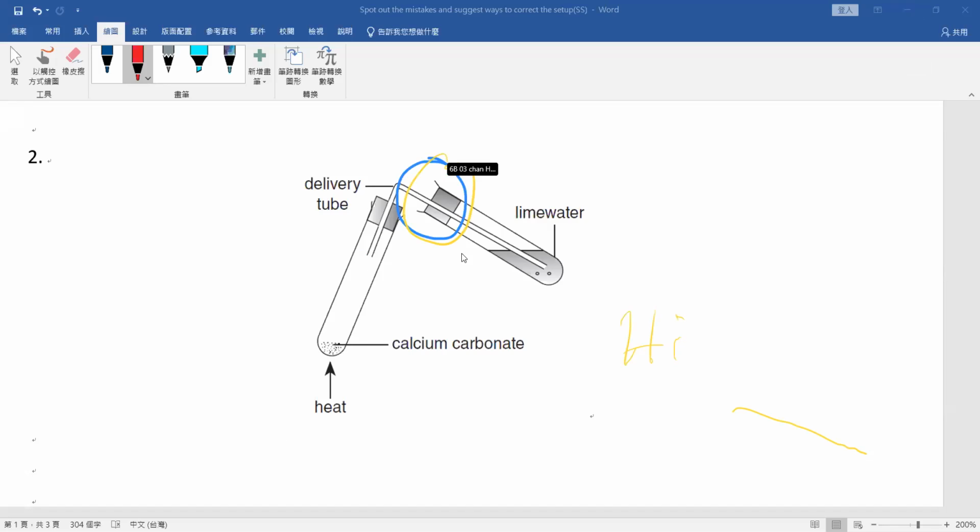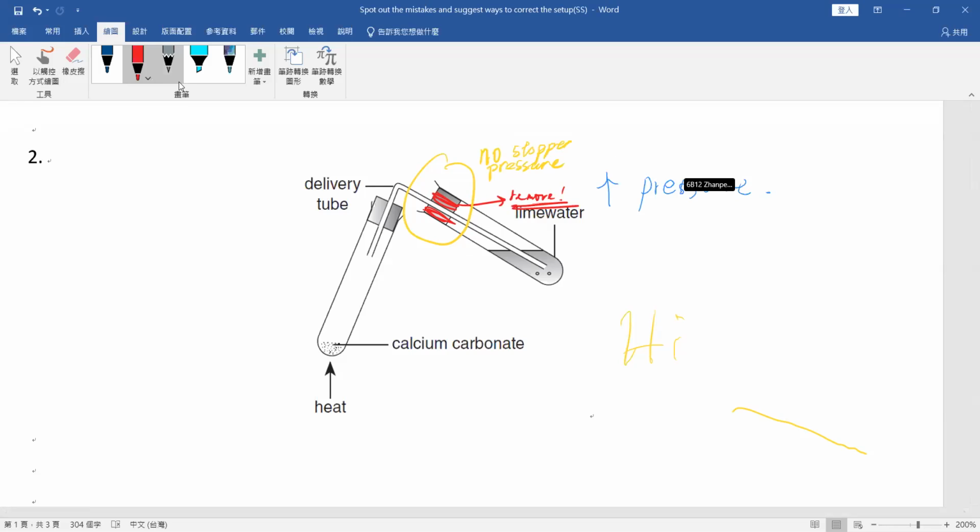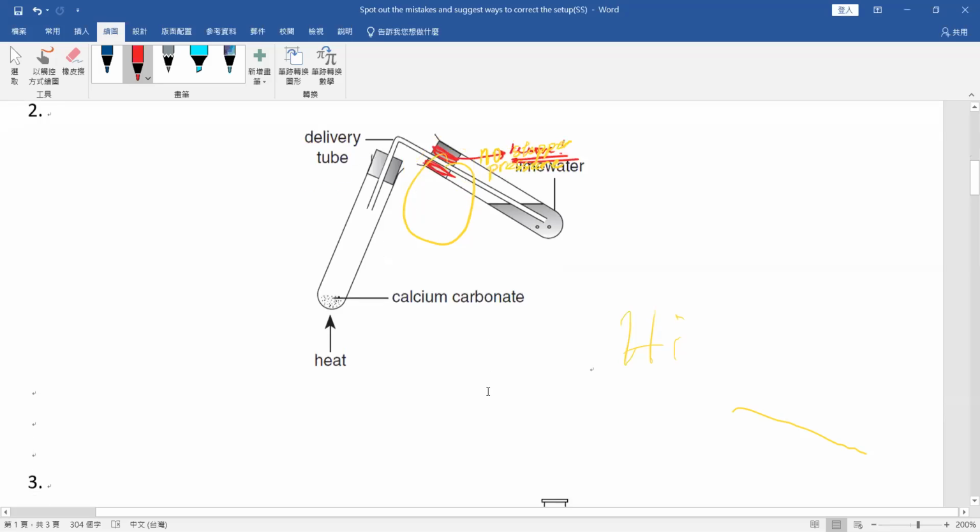Okay. So what is the mistake? What is the consequence? I know, no stopper. Why can't we use a stopper here? Yep, pressure builds up and explodes. Yes, that's right. So the way to solve it is what? Remove the stopper to release the pressure. Okay, easy. Number 3.